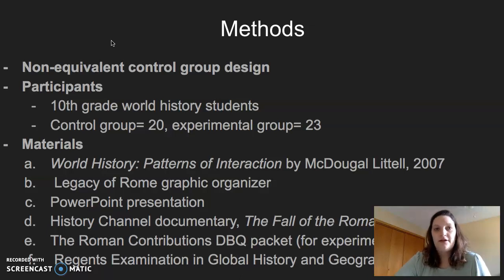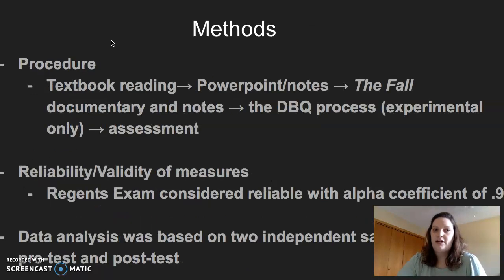Some materials that were used in this research project: the textbook World History: Patterns of Interaction, published in 2007 by McDougal Littell, a Legacy of Rome graphic organizer, a PowerPoint presentation created by the teacher, the History Channel documentary The Fall of the Roman Empire, and the Roman Contributions DBQ packet. This was only provided to the experimental group. And finally, the assessment, the Regents examination in Global History and Geography.